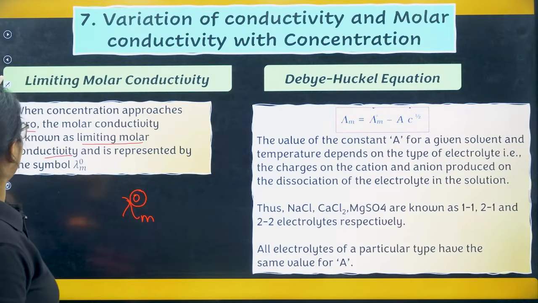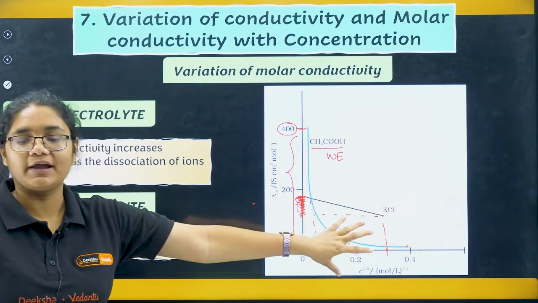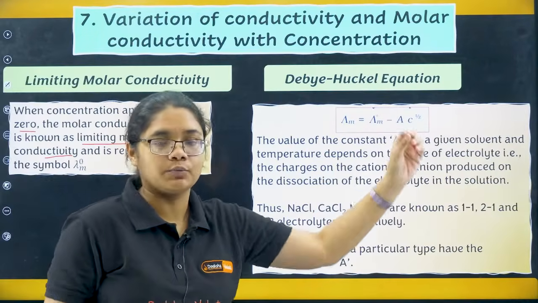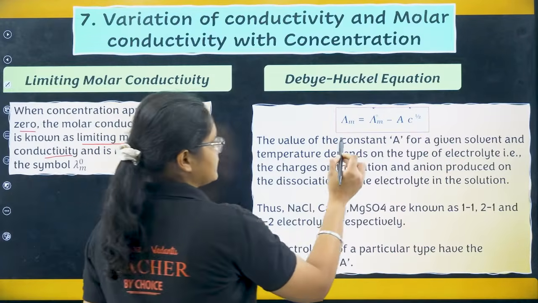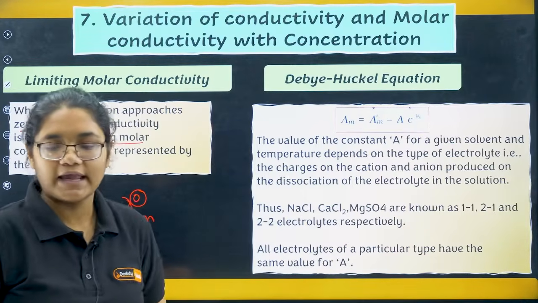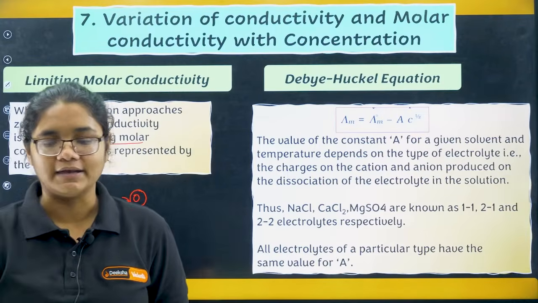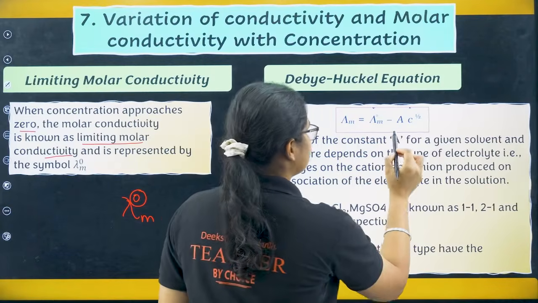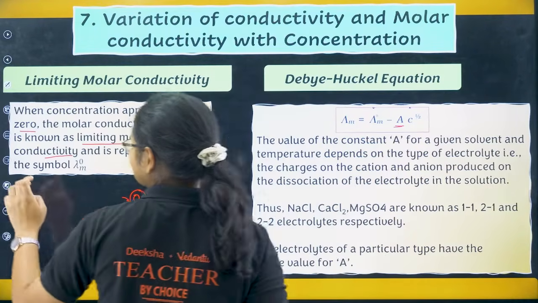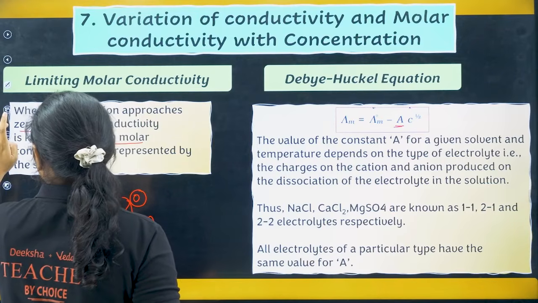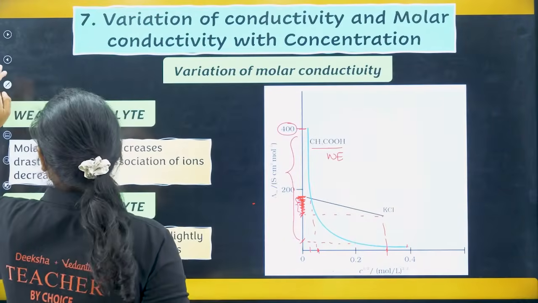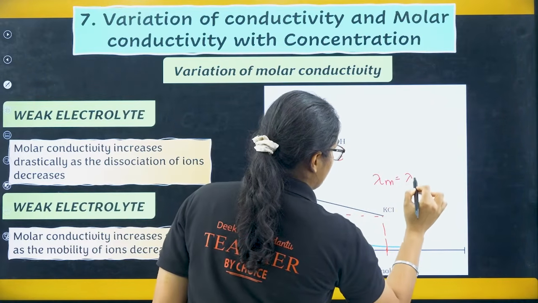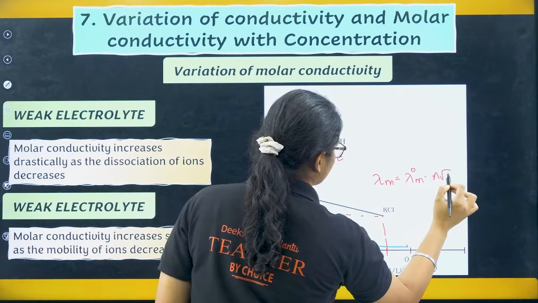Now the graph that I have shown you is drawn according to one equation, called the Debye-Huckel equation: lambda m is equal to lambda naught m minus a root over c. So you can see for this strong electrolyte, the equation is lambda m equals lambda naught m minus a root c.